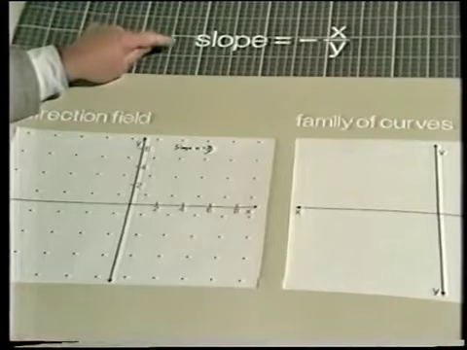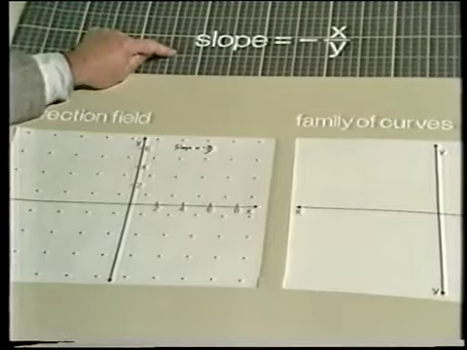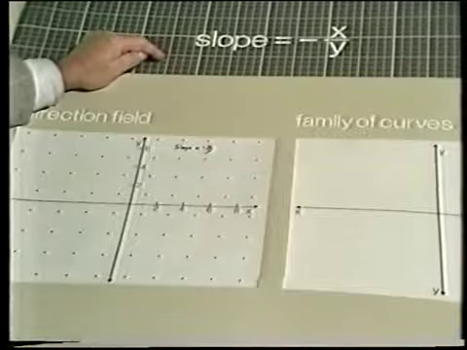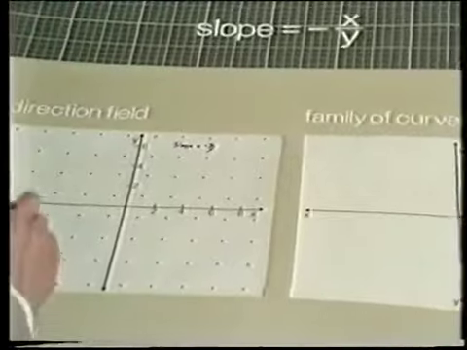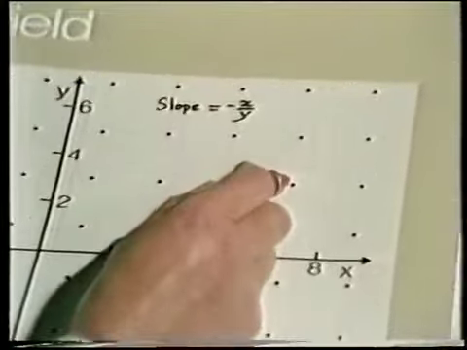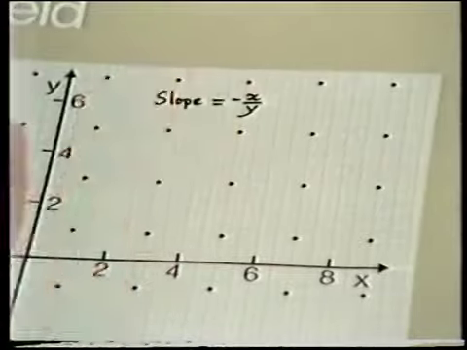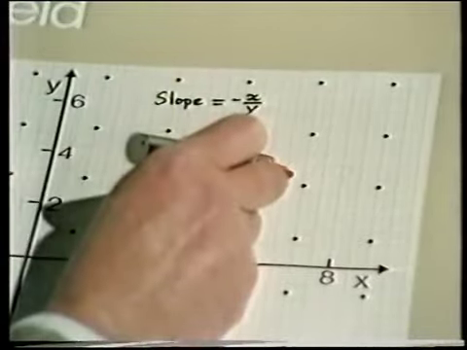It's a good idea to start with something simple. So let's take this problem, where the slope is equal to minus x over y. And this certainly defines the slope at any point. For example, if we take this point, shall we say, that's the point 7, 3. And therefore the slope will be minus 7 over 3. It will be something like that.